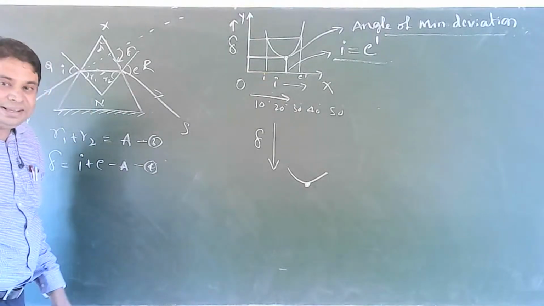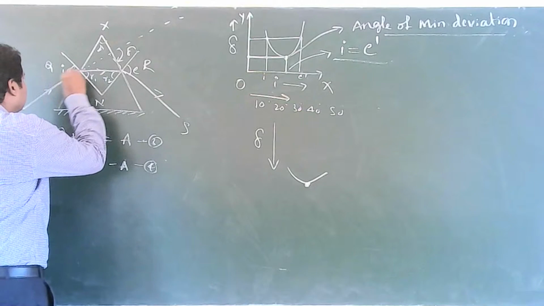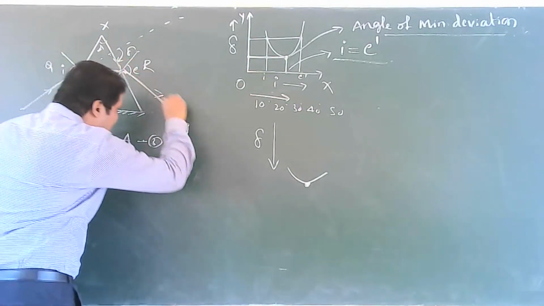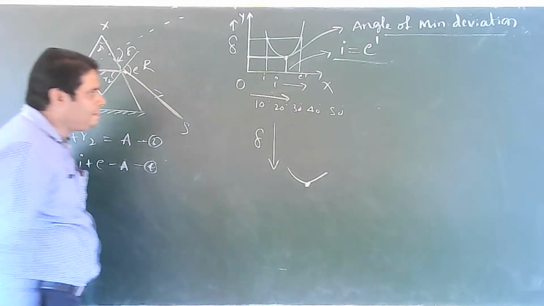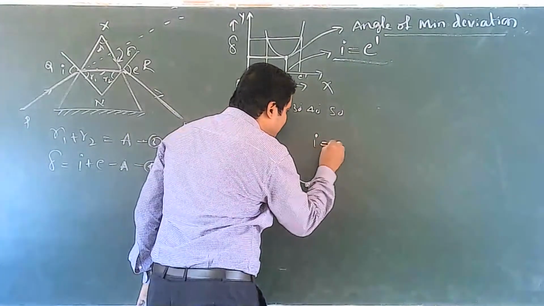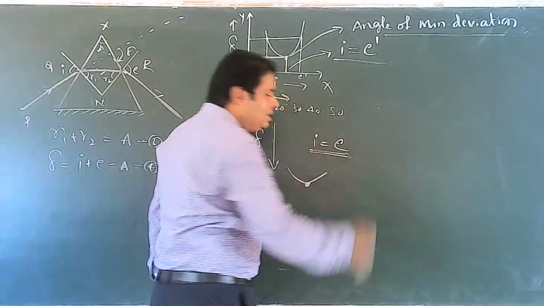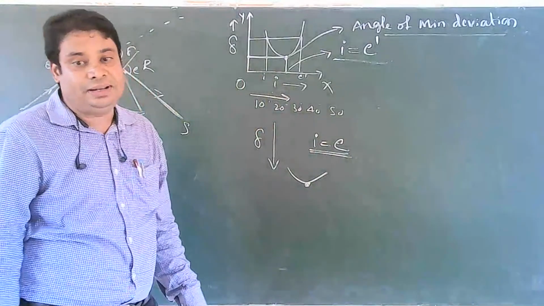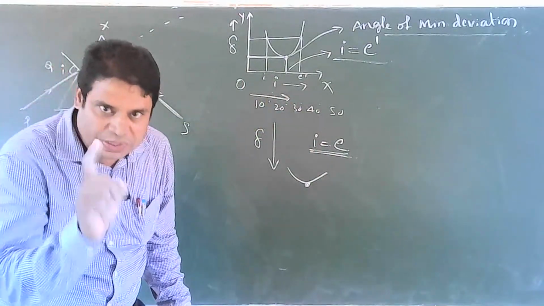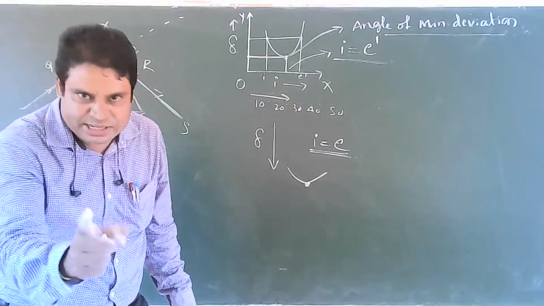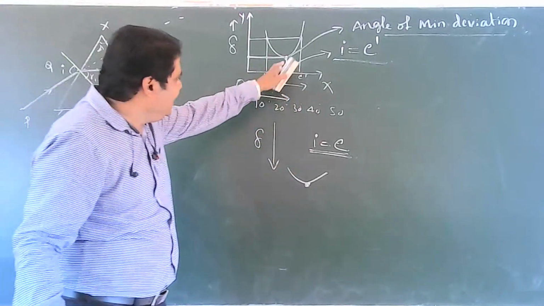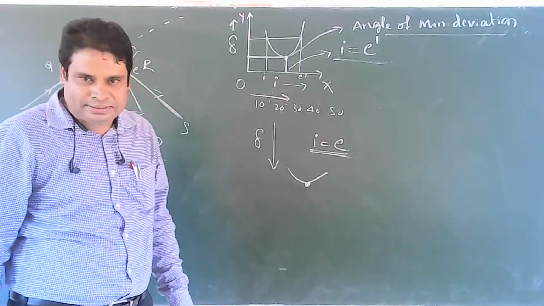Or here, exactly this angle is equal to this angle. Angle I is equal to angle E. I and E are equal. Angle of incidence is equal to angle of emergence at this point.